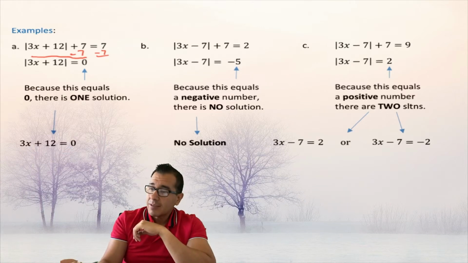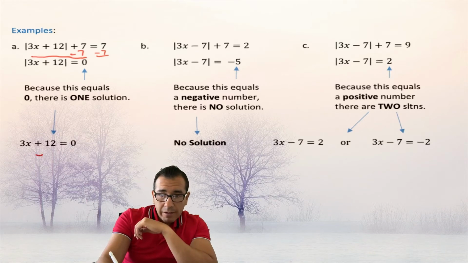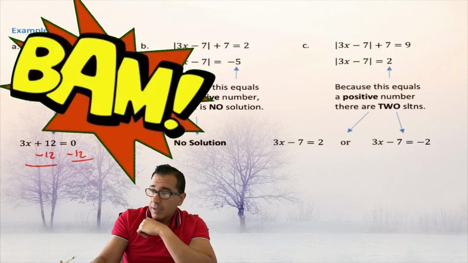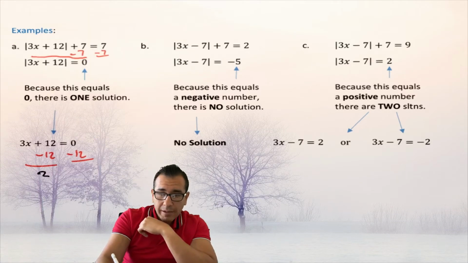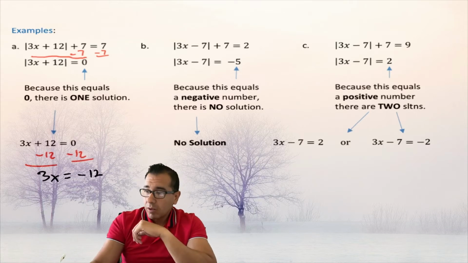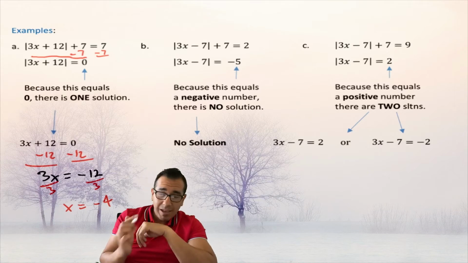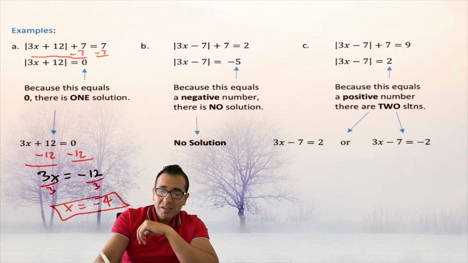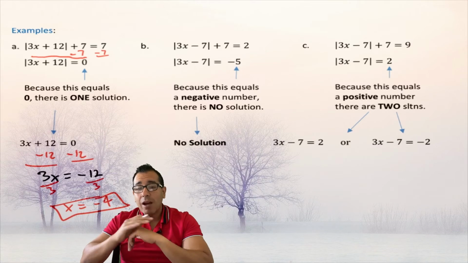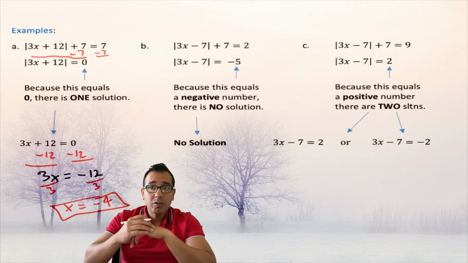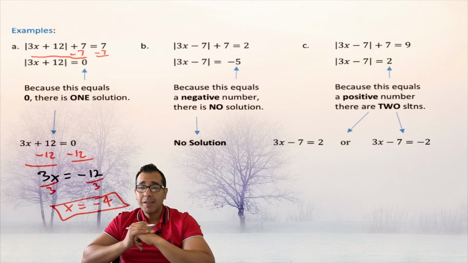So let's go ahead and solve this one here. You subtract 12 from both sides, and you're left with 3x on one side and -12 on the other. And we know we're going to divide by 3 and divide by 3, and you're left with x equals -4. So just like we said, we end up with one solution here. So now we have that first situation under control. Hopefully that makes sense.